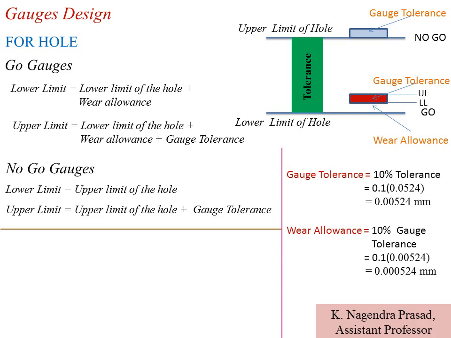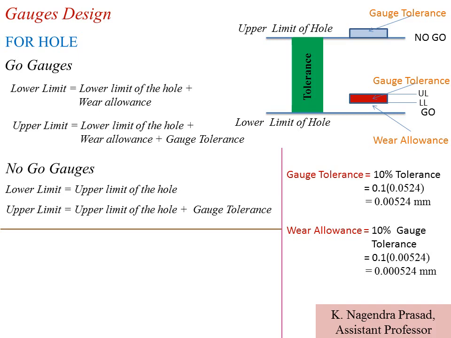Similarly, wear allowance equals 10% of the gauge tolerance. Just now we calculated the gauge tolerance value as 0.00524. So wear allowance equals 10% of the gauge tolerance, which is 0.00524 mm. Then we have to substitute these gauge tolerance and wear allowance in the go and no go gauges. Then we will get the lower limit and upper limit of the go gauges as well as the no go gauges. First we have to see the go gauges.